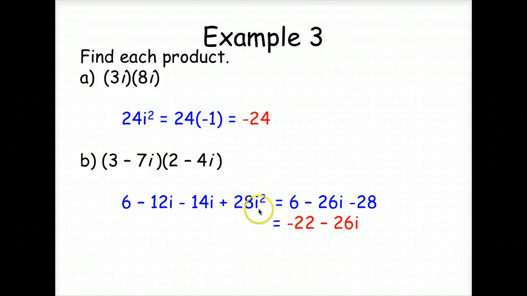i squared is the same thing as negative 1. 28 times negative 1 gives us our negative 28. Again, we combine our like terms. 6 minus 28 is negative 22 minus 26i. Very good. You're ready to begin practice.